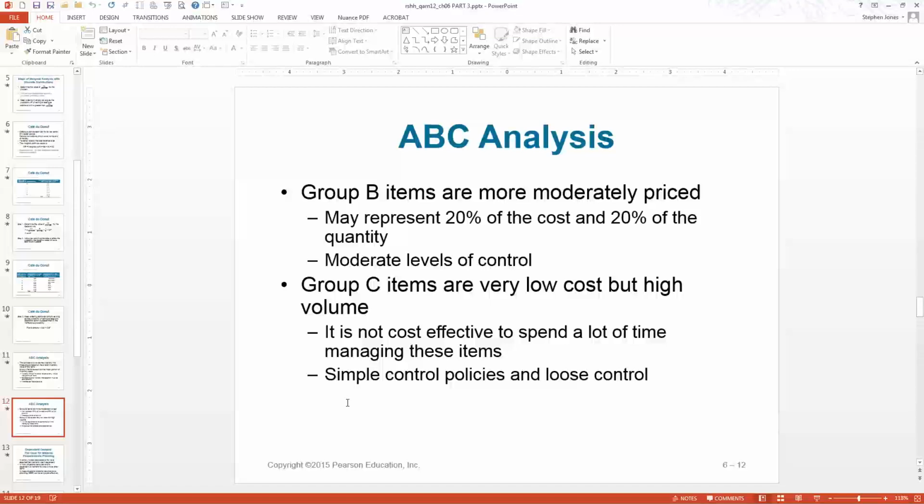A Group B item would be something that is more moderately priced or moderately important to you, and it's going to take up about 20% perhaps of what your inventory is.